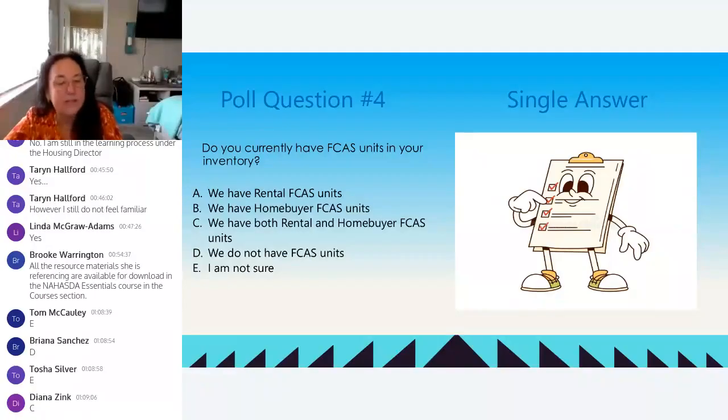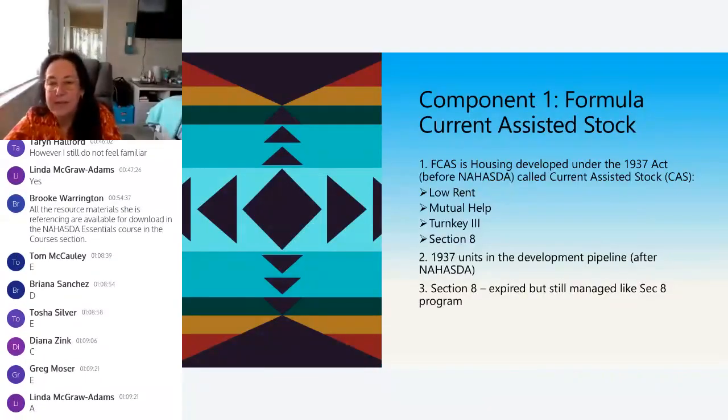Okay. So your first component is your formula current assisted stock. It's anything developed with that 1937 Housing Act money before NAHASDA. Okay. Low rent, mutual help, turnkey 3 or Section 8. 1937 acts in the development pipeline after NAHASDA and Section 8 units, expired but still managed as a Section 8 program.